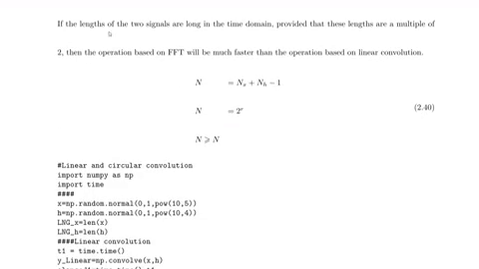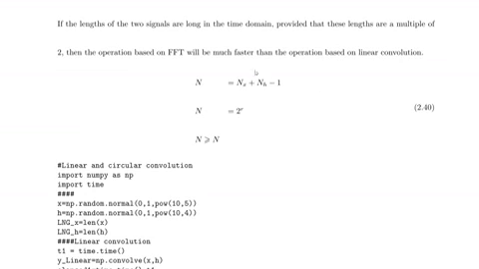Now, if the lengths of the two signals are long in time domain, that's a very important problem in real applications. Again, if the lengths of the two signals are long in time domain, provided that these lengths are a multiple of 2, then the operation based on FFT will be much faster than the operation based on linear convolution.